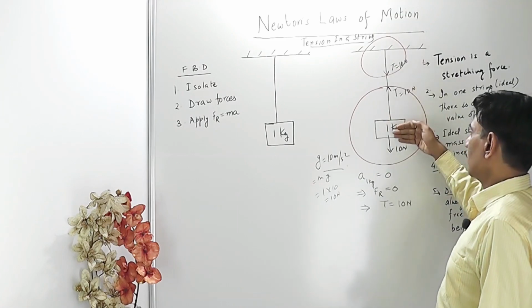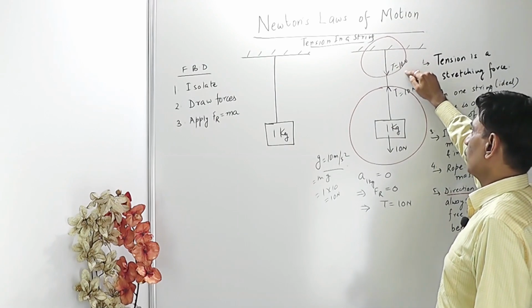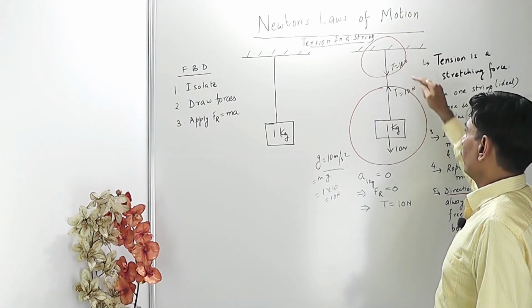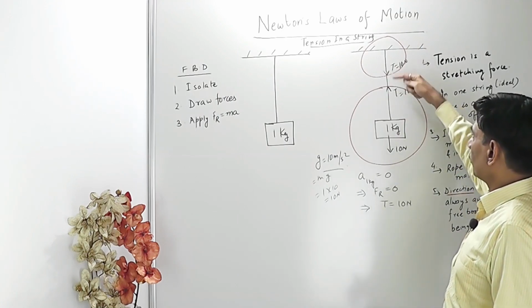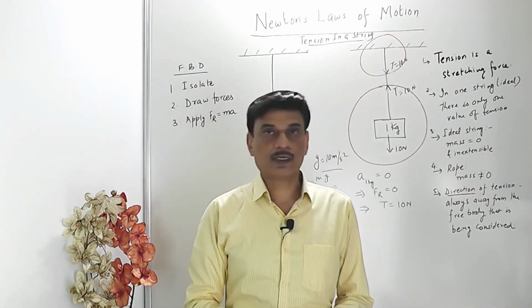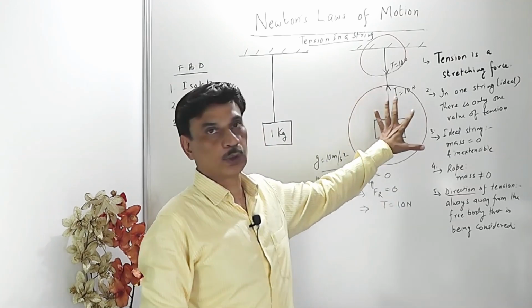Through this string, this block of 1 kg pulls this support downward with a force of 10 Newton, and through this string, this support pulls it up with a force of 10 Newton. To every action there is equal and opposite reaction, and action and reaction are always on two different bodies. Over here we see this is 10 Newton, this is 10 Newton, acceleration is equal to 0.